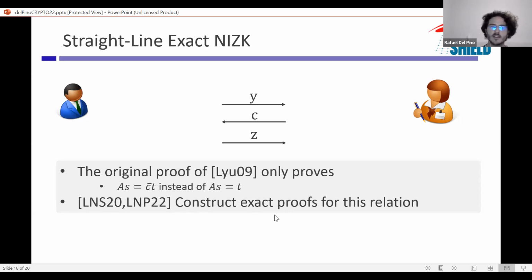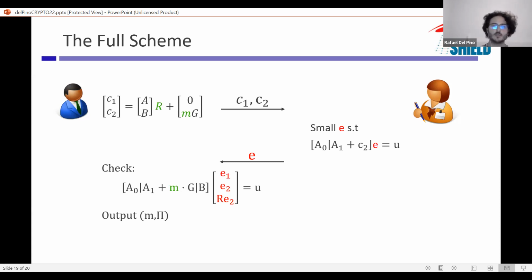These proofs are somewhat less efficient, but they prove a much stronger relation, which is much better for us because they result in a smaller signature size. So we have to combine this exact proof with the straight line extractable proof to make a new zero knowledge proof in our paper. How does it work in the end? We have the previous scheme, as described before, and we simply add a proof, which is going to be our straight line exact proof. The server just verifies this proof pi1 and does the rest of the protocol.